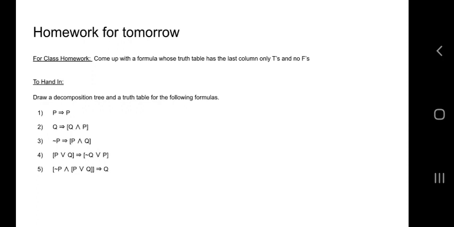And then for your hand-in, just like yesterday, draw a decomposition tree and a truth table for each of these 5 formulas. Now we're just introducing the implication, so refer back to the truth tables of implication if you need a refresher, and good luck.